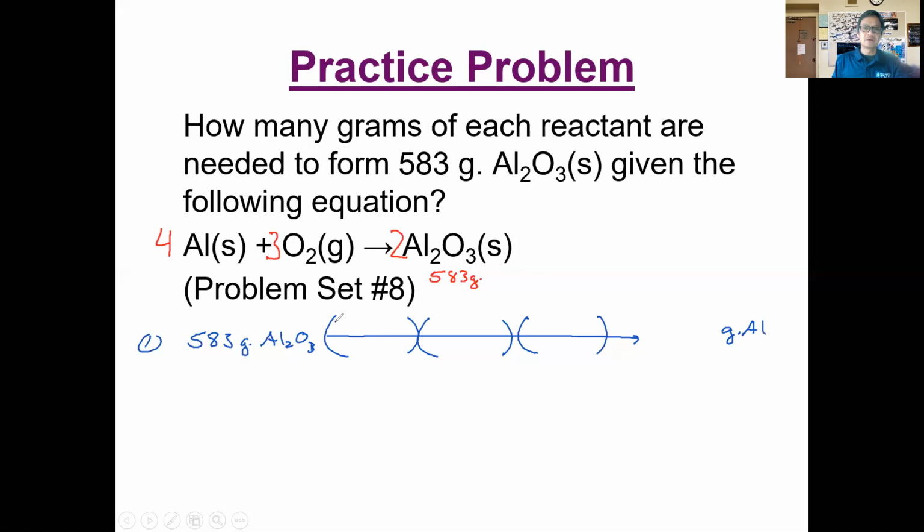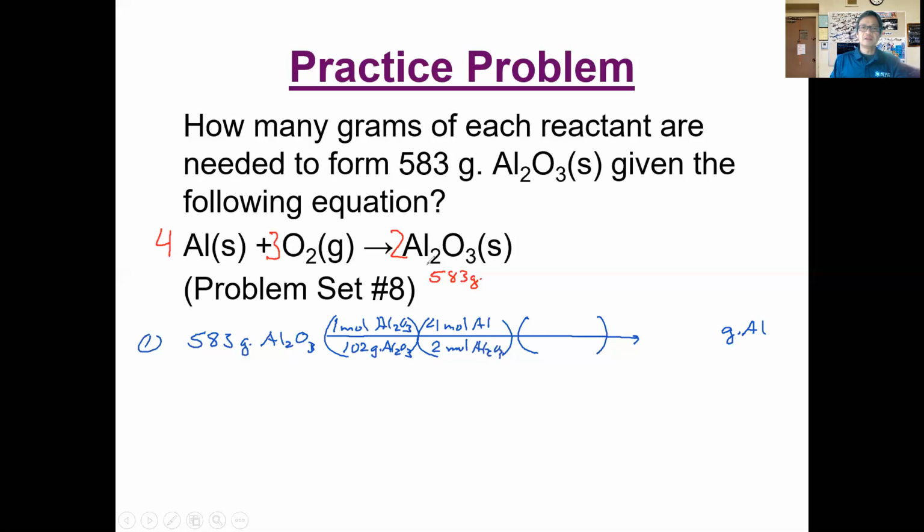So we're going to start out by dividing by the molar mass of aluminum oxide, since we're starting out with the mass of aluminum oxide. Since we have a mass of aluminum oxide, we divide by its molar mass, which is 102 grams per mole. Make sure you can get that. The mole ratio here is 4/2: 4 moles of aluminum over 2 moles of aluminum oxide.